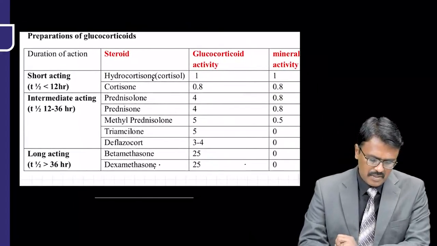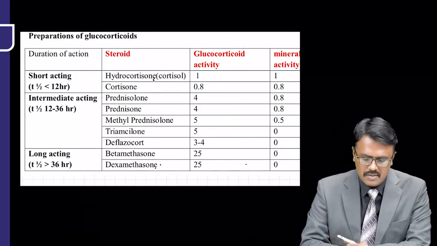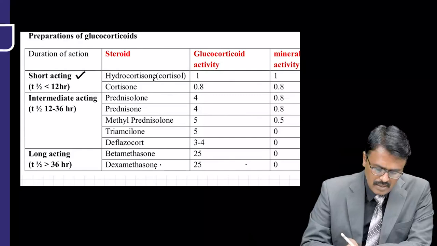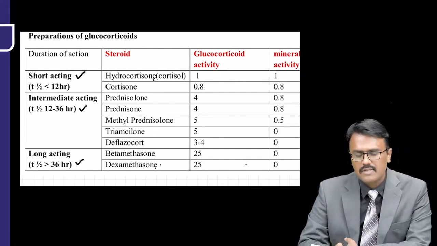Now, these are the preparation of steroids. You can see here, we have classified the steroid depending on duration of action. The shorter acting steroid with a half-life of less than 12 hours, intermediate acting 12 to 36 hours, and longer acting more than 36 hours.